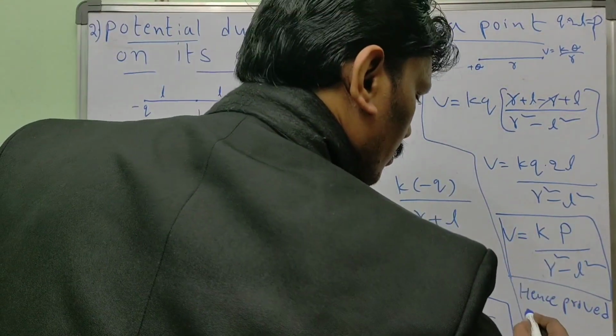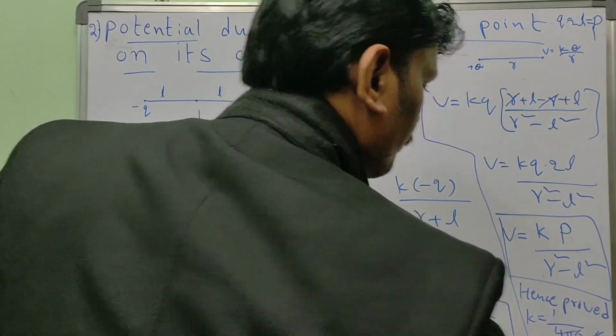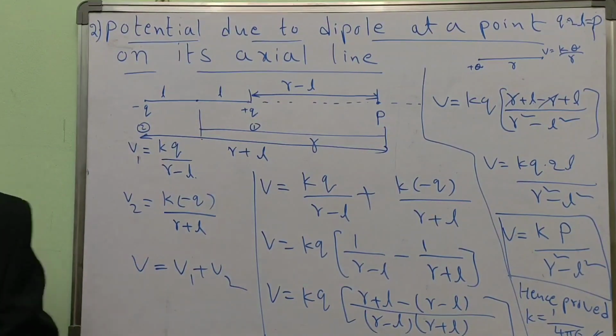Where K is equal to 1 upon 4 pi epsilon naught. Remember. Note down, students.